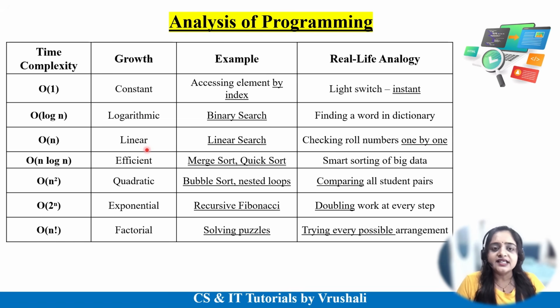Next one is linear time complexity. Linear means, let's take the example of the linear search algorithm. If you want to search for particular data, you start the search from the first element to the last element. That is called big O n, meaning n elements are there and you are searching all of them from first to last. So the linear search algorithm always has the time complexity big O n.